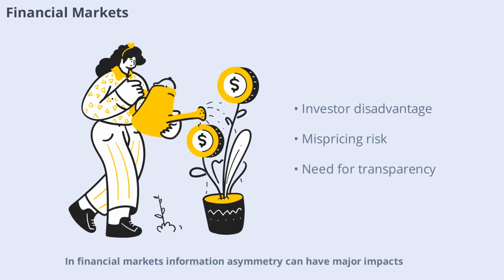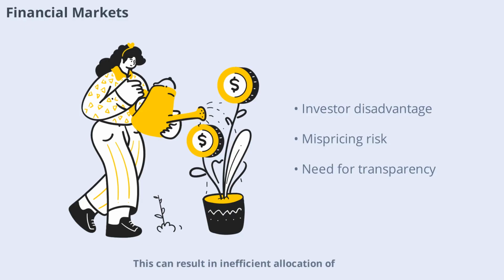In financial markets, information asymmetry can have major impacts. Investors may not have access to the same information as company executives, leading to mispricing of stocks or bonds. This can result in inefficient allocation of resources and even financial crises if unchecked. Transparency and regulation are often used to address these issues.